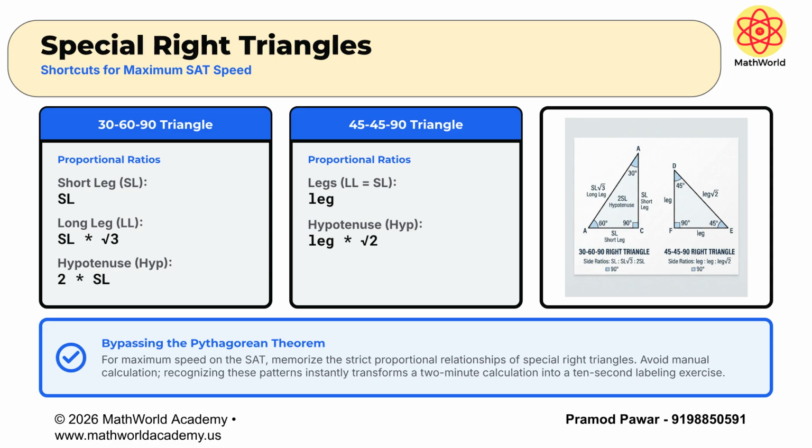Then we have the 45-45-90. This one is actually a lot easier because there is no short or long leg. Both legs are exactly the same length. It's an isosceles right triangle. To find the hypotenuse, all you have to do is take the length of the leg and multiply it by the square root of 2.